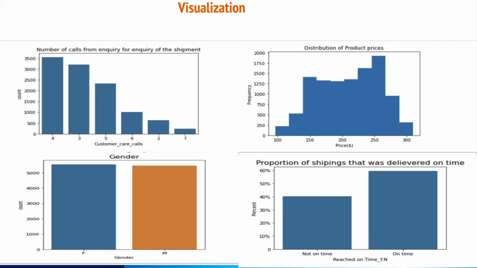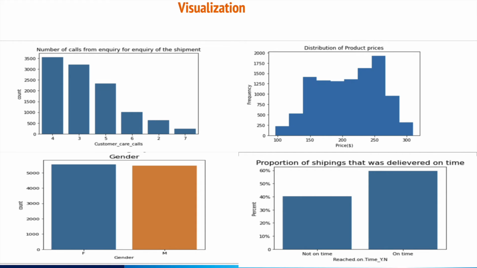The next is to look at the distribution of our price range, and the price range is from $100 to $300. Next is to look at the gender of our customers, and it looks pretty even. It's about 5,000 males and 5,000 females. So our gender is pretty balanced.